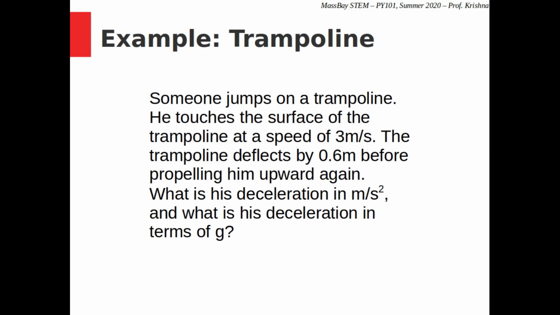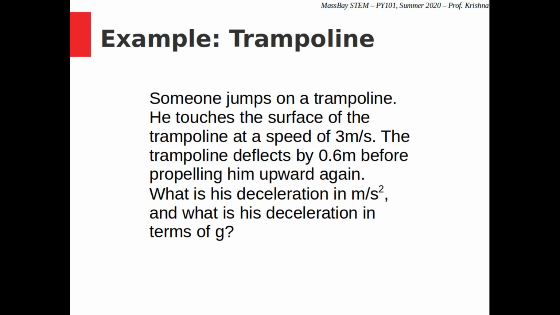Your textbook might ask a question like this. Someone jumps on a trampoline. He touches the surface of the trampoline at a speed of 3 meters per second. The trampoline deflects by 0.6 meters before propelling him upward again. What is his deceleration in meters per second squared, and what is his deceleration in terms of g?